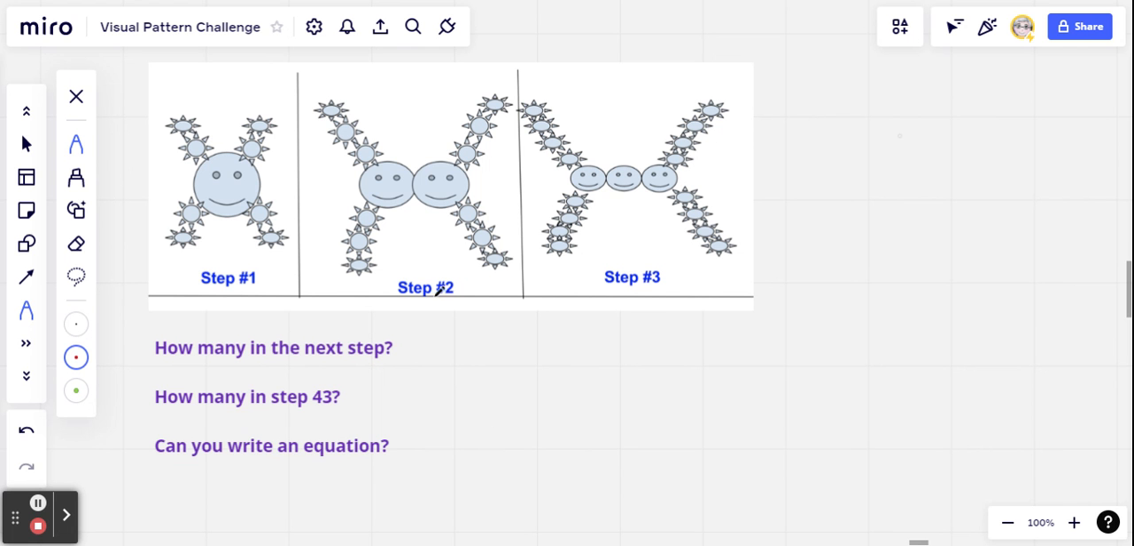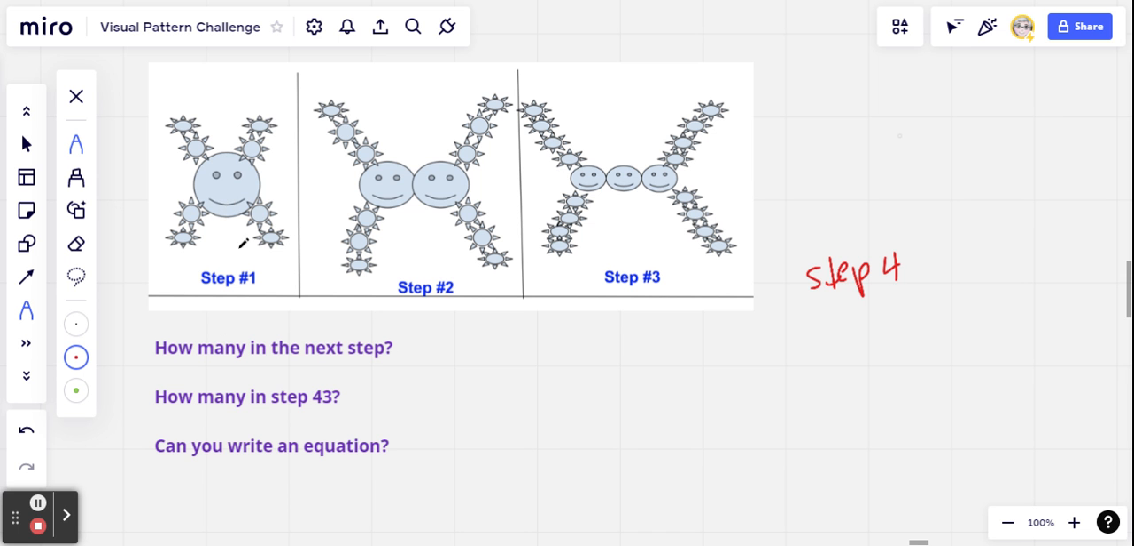Here's step 1, step 2, step 3, and your challenge is to predict the number of, well, we've got smileys and suns. We're going to count them all together. So the number of shapes in step 4. If you can do that, can you predict the number in step 43? And can you write an equation that could be used to predict the number in any step at all? So that's the challenge. If you'd like to accept it, pause the video and work it out.